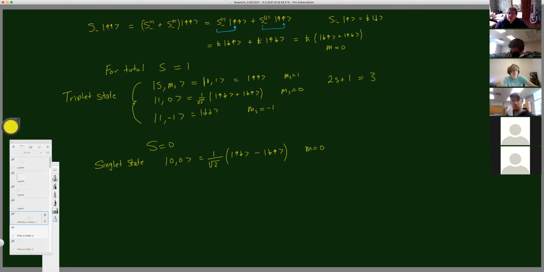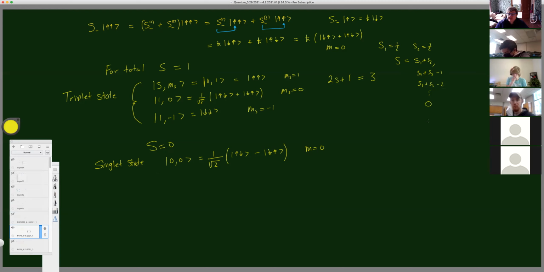The whole idea is that S1 is 1/2, and S2 is 1/2, and then S total is going to be S1 plus S2, S1 plus S2 minus 1, S1 plus S2 minus 2, and so on, until you get to 0. And it doesn't go past 0.